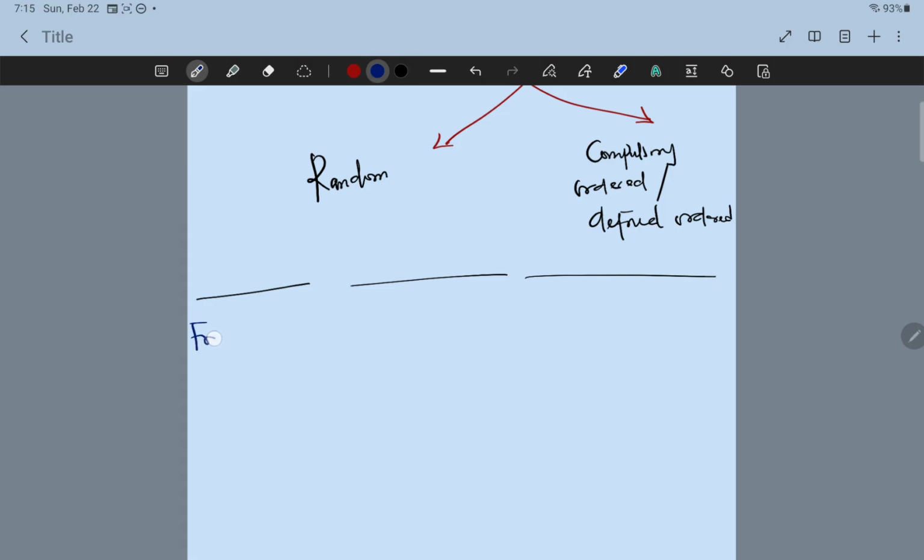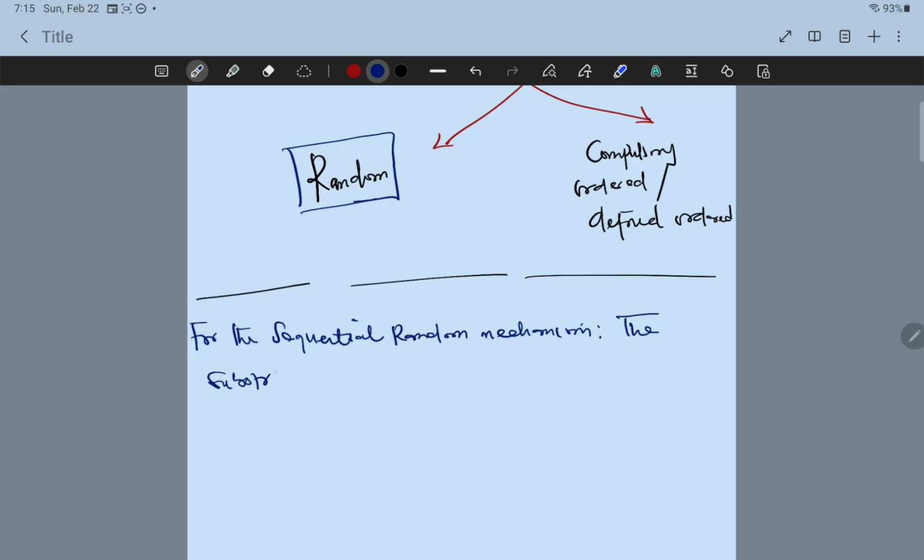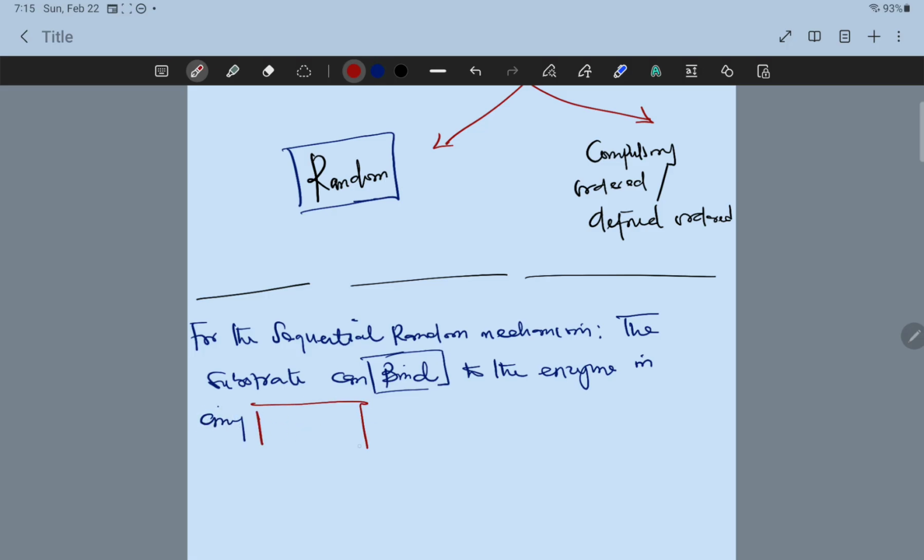For the sequential mechanism, now let's explain each of them. I want to explain the random first. For the sequential random mechanism, you see here the substrate can bind, emphasis on bind, please. The substrate can bind to the enzyme in any fashion, or any order. The substrate can bind to the enzyme in any order.